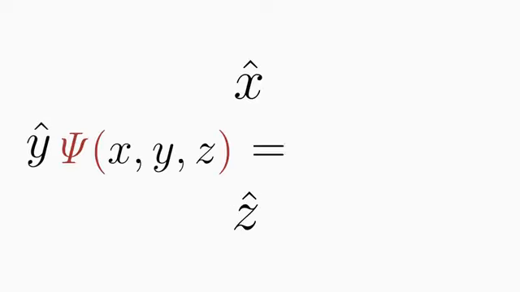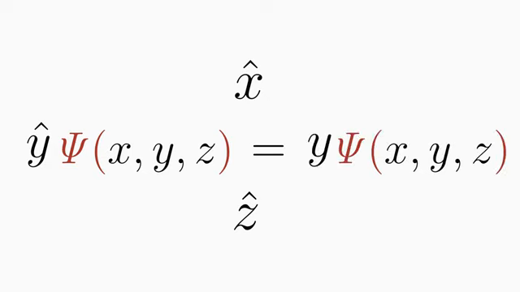What about the positions x, y, and z? The positions are, of course, now also operators with hats. Applied to a position-dependent wave function psi, they return the wave function scaled by the position. So the operator here is equal to the position itself.